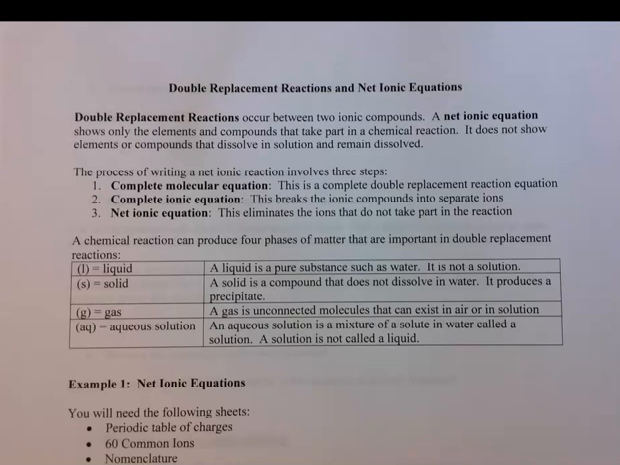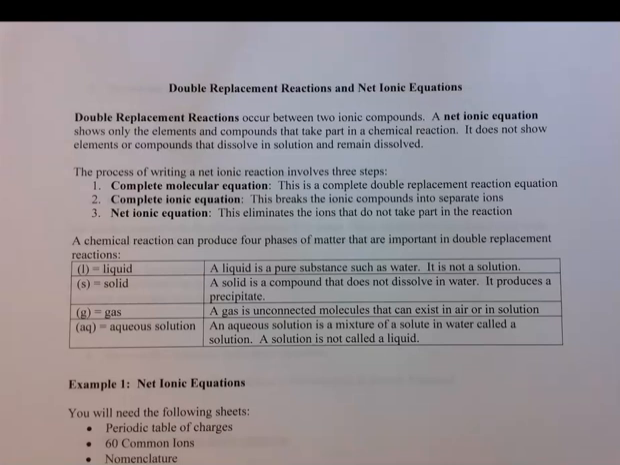So the process of writing a net ionic reaction involves three steps. One, you write a complete molecular equation. This is the complete double replacement reaction that you saw in the first video. In other words, it's a chemical equation in the form of what you're used to seeing a chemical equation look like. Two, the complete ionic equation. This is where you break each of the ionic compounds into their separate ions. And this equation is going to be pretty long. It's got a lot of pieces to it. And so you want to give a lot of space across the page to write this. Finally, the net ionic equation eliminates the ions that do not take part in the reaction.